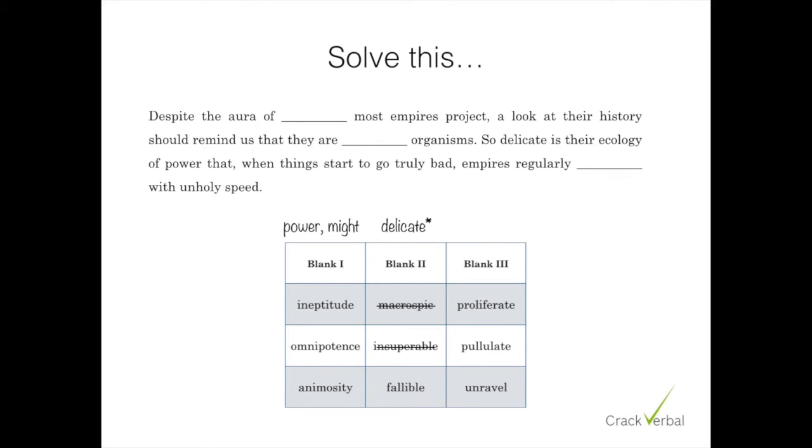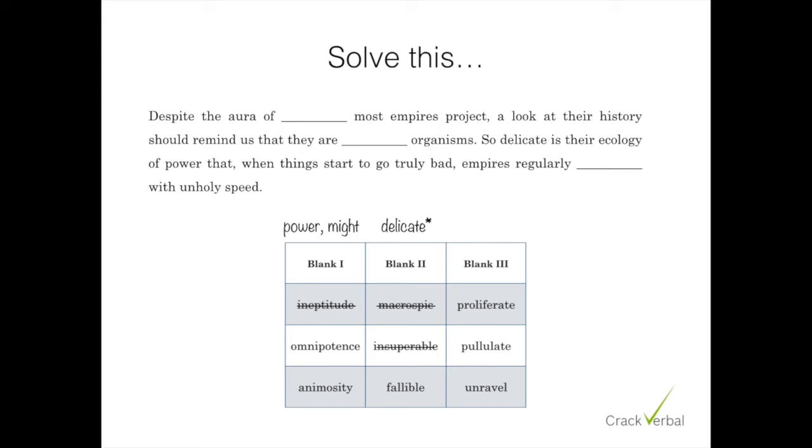Which of these words are closest to power or might? Ineptitude. Ineptitude means inability to do something, to be weak, to be non-skilled. This does not mean powerful or mighty. I'm going to get rid of that. Omnipotence. Omnipotence means to be capable of doing anything, to be all-powerful, in fact. This could work. I'm going to keep it.